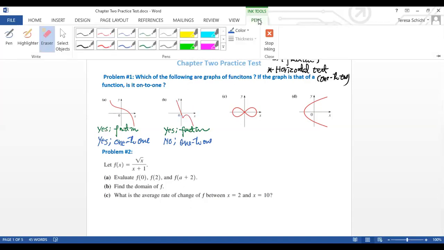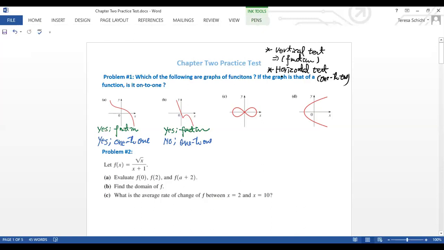Okay, now let's take a look at this one. For C, is this a function? Let's do the vertical line test. Oh boy, it touches two places. So we say no, it's not a function. If it's not a function, of course it's not one-to-one, because one-to-one has to be defined in your functions. So this is not one-to-one. So this is pretty simple.